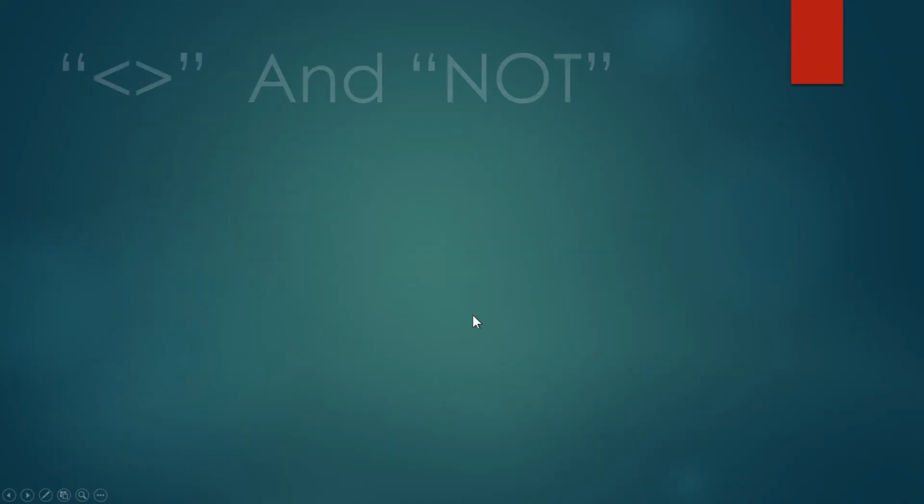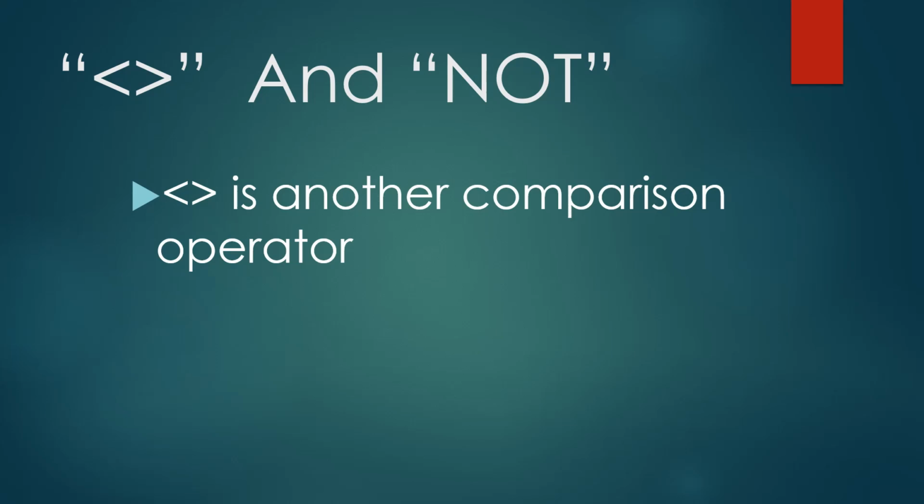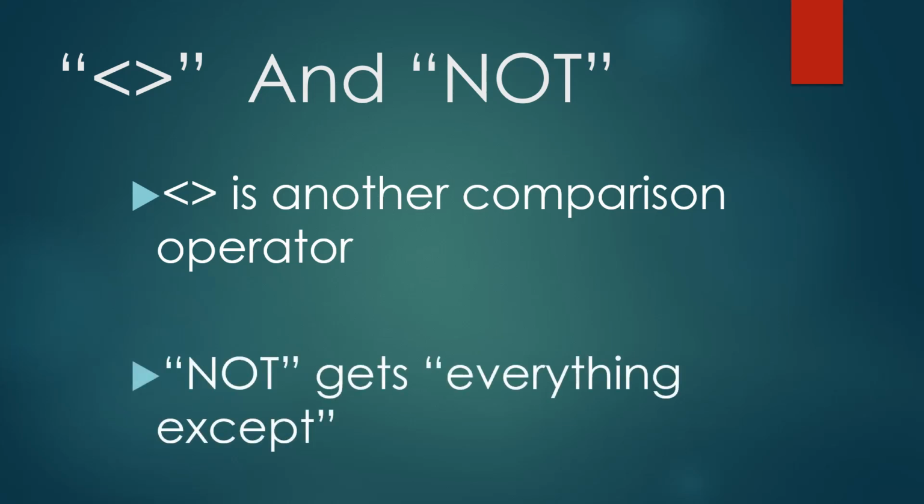So let's summarize what we've just learned. We've learned 2 new keywords, the not equals operator and the not operator. Not equals is another comparison operator like equals, except it's the opposite, not equals, simple. And you've got the keyword not, which gets us everything except the conditions following it.